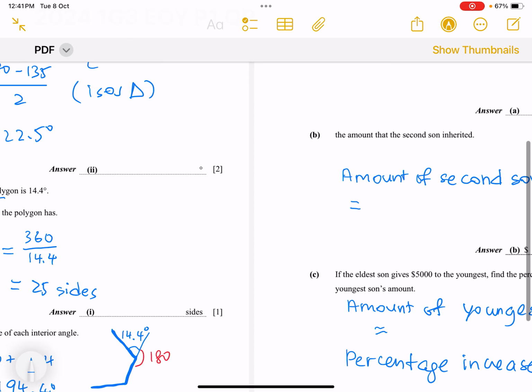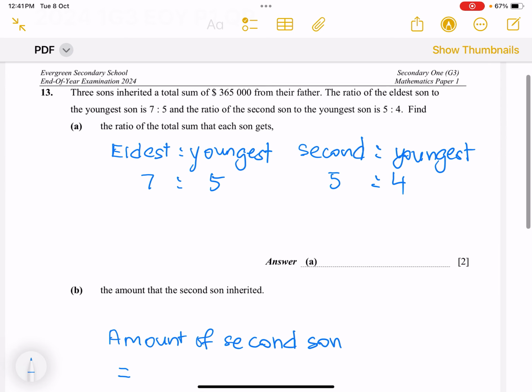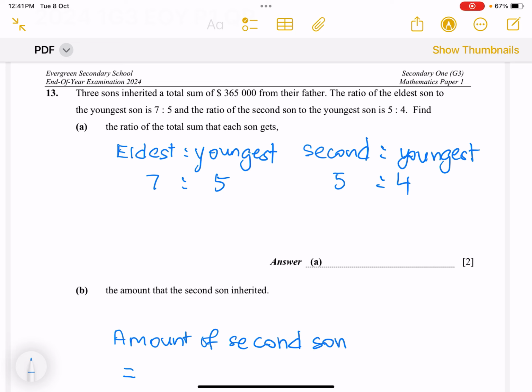Now we move on to question 13. In question 13, we have a sum on ratio, and we have the ratio between the eldest and youngest is 7:5, and the second to the youngest is 5:4. And we have to find the ratio that each son gets in the order of eldest, second, and youngest.